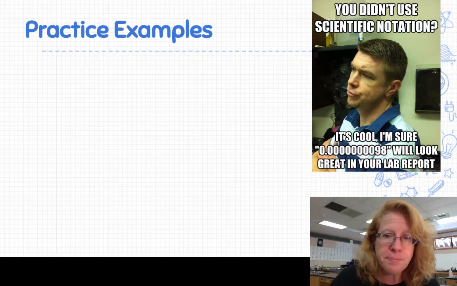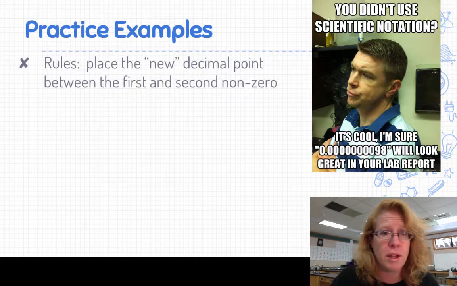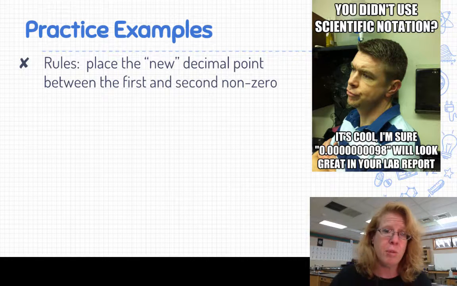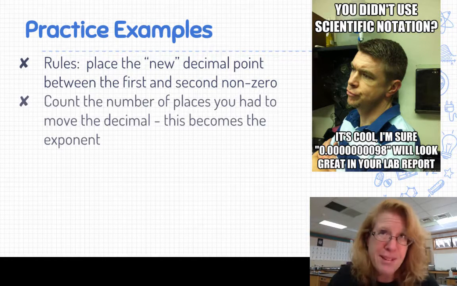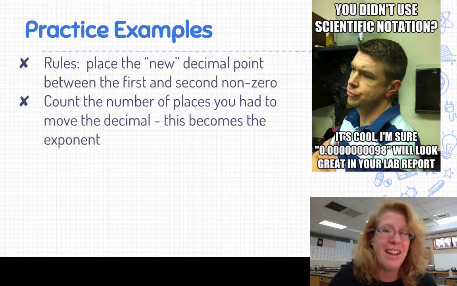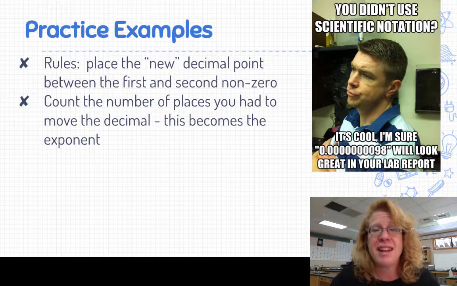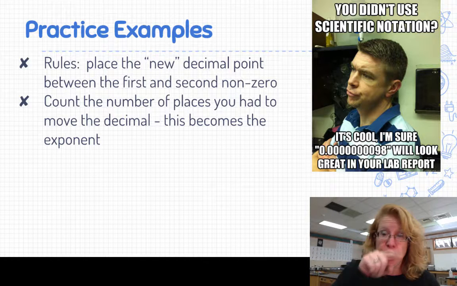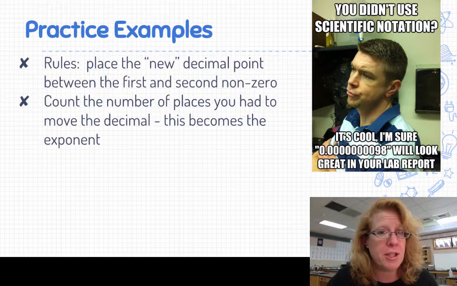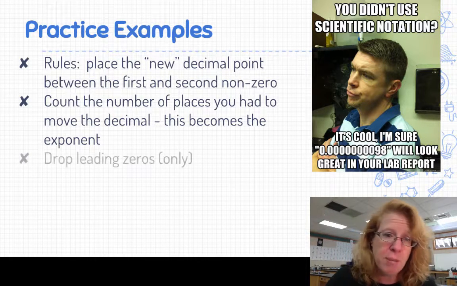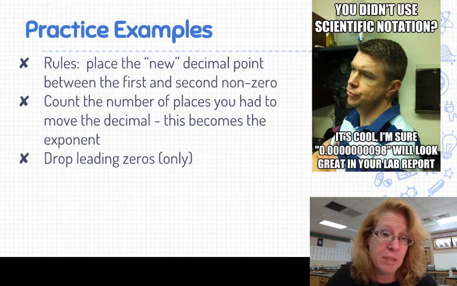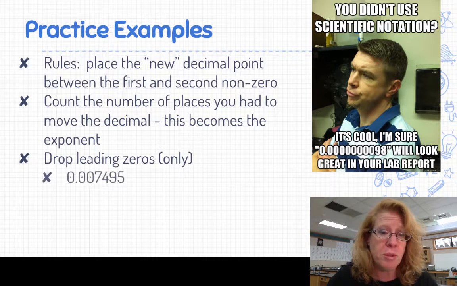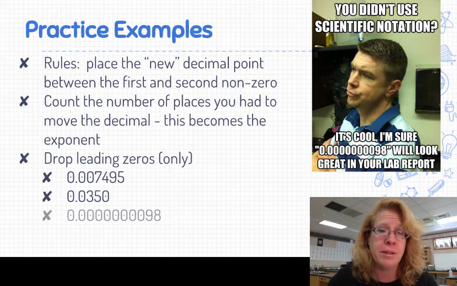So here's some examples. So in terms of what you are going to do on here, again, the rules, you're going to place the decimal point between the first and second non-zero numbers, so that coefficient is between 1 and 9.99. Again, the second thing you're going to do is you're going to be counting over to see how many spots you're moving that decimal place. This is your exponent, but make sure that you're going to put it as a negative exponent. And now in this one, a little special rule here. You're only allowed to drop leading zeros. You cannot drop zeros at the end of a number.